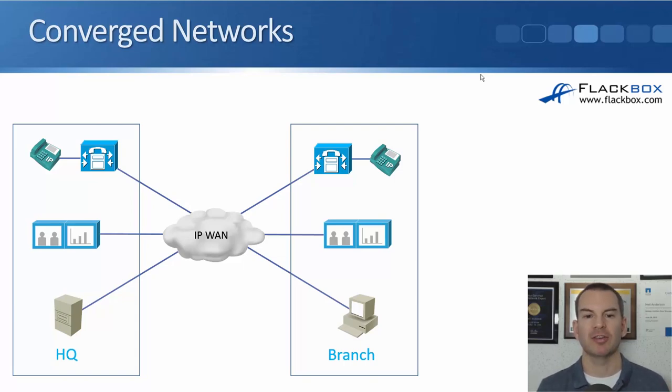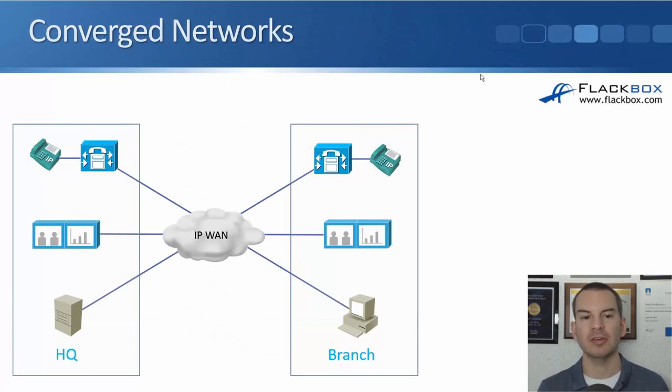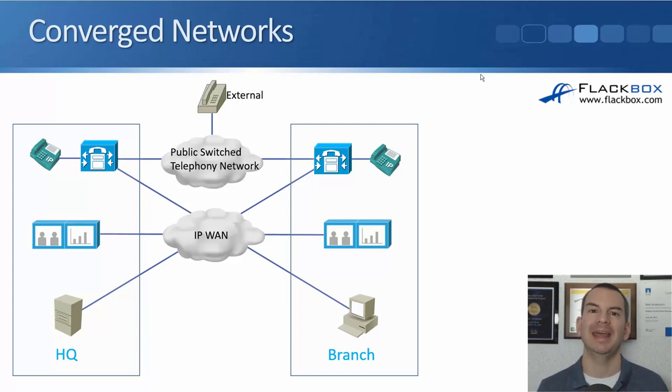Now, you maybe notice something missing here. In the last slide, we were able to call external people like customers and suppliers through the phone company as well. In this example here, you'll see that everything is on the company's corporate IP WAN, so they can send data, voice, and video and make phone calls between offices, but right now they wouldn't be able to call customers or suppliers, so we're still going to need to be connected to the local phone company as well.